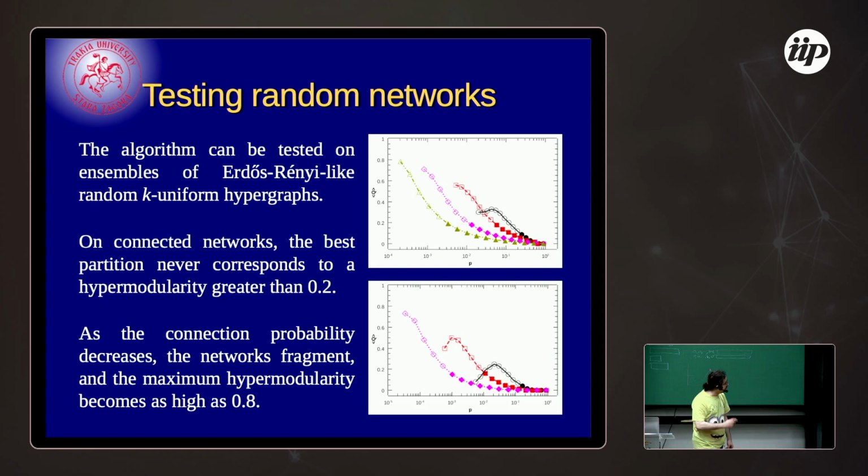What does it mean? Well, as you decrease the probability of connection, the probability that each edge exists, the network fragments. Eventually, the network no longer consists of a single connected component. And when that happens, I'm putting empty symbols. So on connected networks, which is what we started assuming from the start, which is what basically is inherently assumed in all these, hypermodularity is never above 0.2.